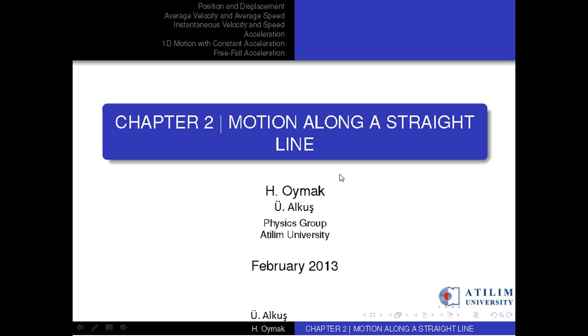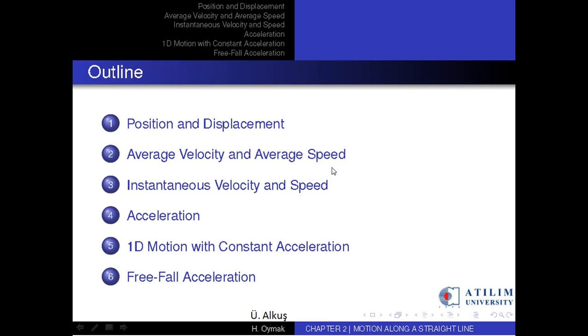Today we will discuss chapter 2, that is motion along a straight line. First, let me outline the topics we will discuss today. Position and displacement, average velocity and speed, instantaneous velocity and speed, acceleration, one-dimensional motion with constant acceleration, and free fall acceleration.